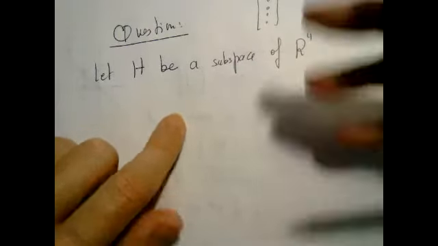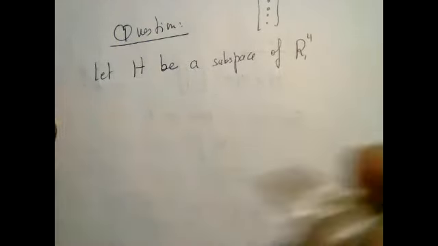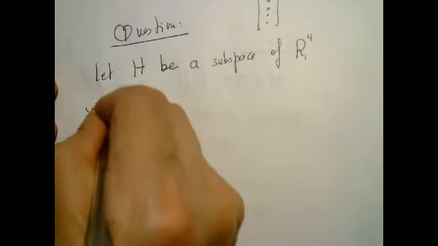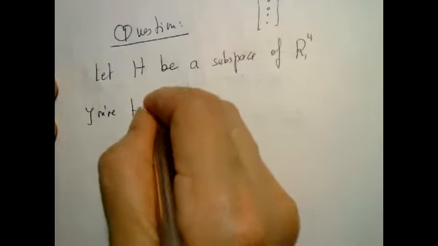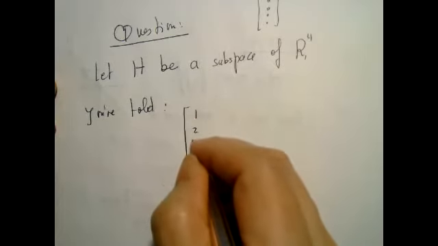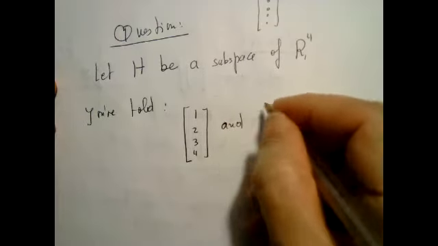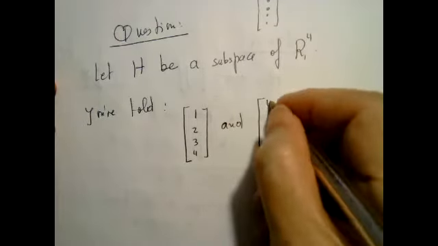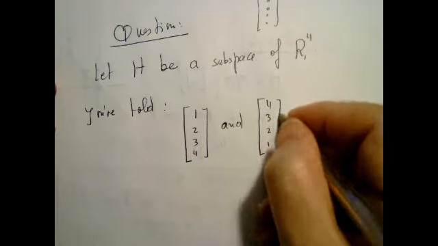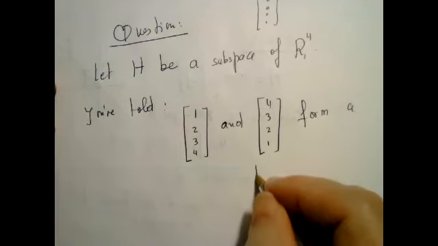And H has the property that the sum of two vectors in H remains in H, and scaling a vector in H stays in H. And I'm telling you the following: the vectors (1, 2, 3, 4) and (4, 3, 2, 1) form a basis for H.